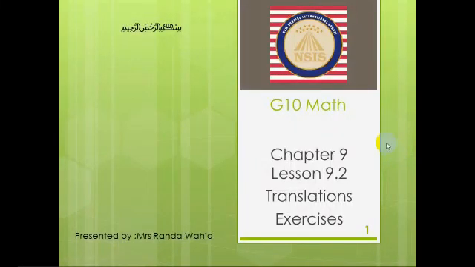Today we're going to complete our lesson in chapter 9, lesson 9.2, translations. We're going to take the exercise and we're going to revise the lesson. Let's remember what we talked about last session.